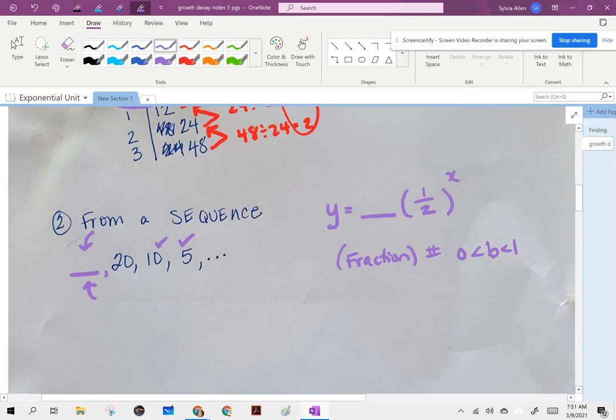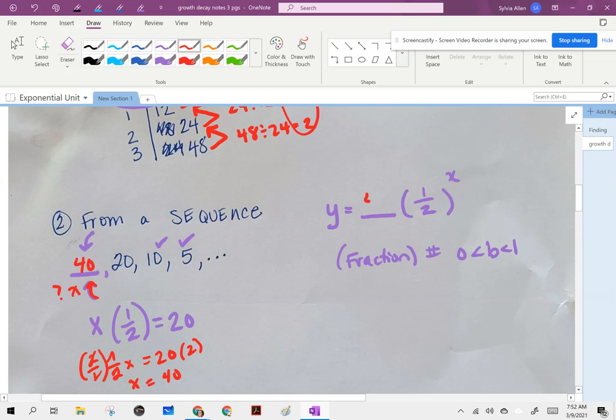If I take this term right here, which I don't know, and I multiply it by 1/2, and it gives me 20, right? So we could do this. We could figure, well, x times 1/2 equals 20. Let's clean this up a little bit. 1/2 times x is 1/2 x equals 20. So I'm going to multiply by 2 to get x by itself. Whatever I do to one side, I do to the other side. So this guy right here that I said was x because I didn't know it is going to be 40.